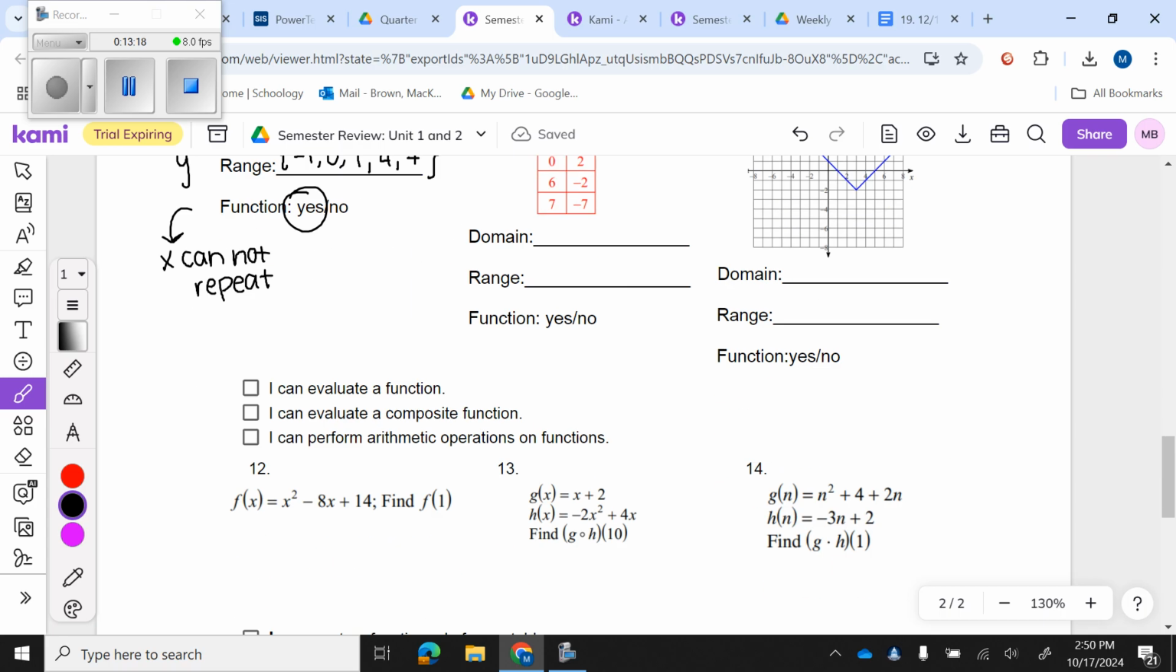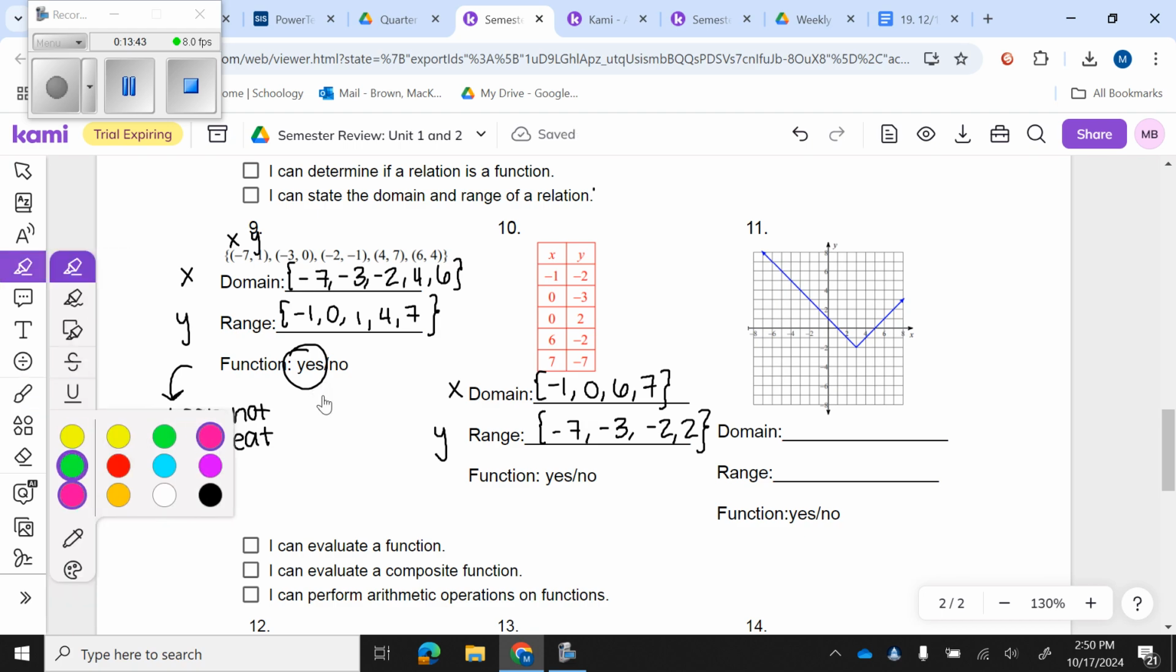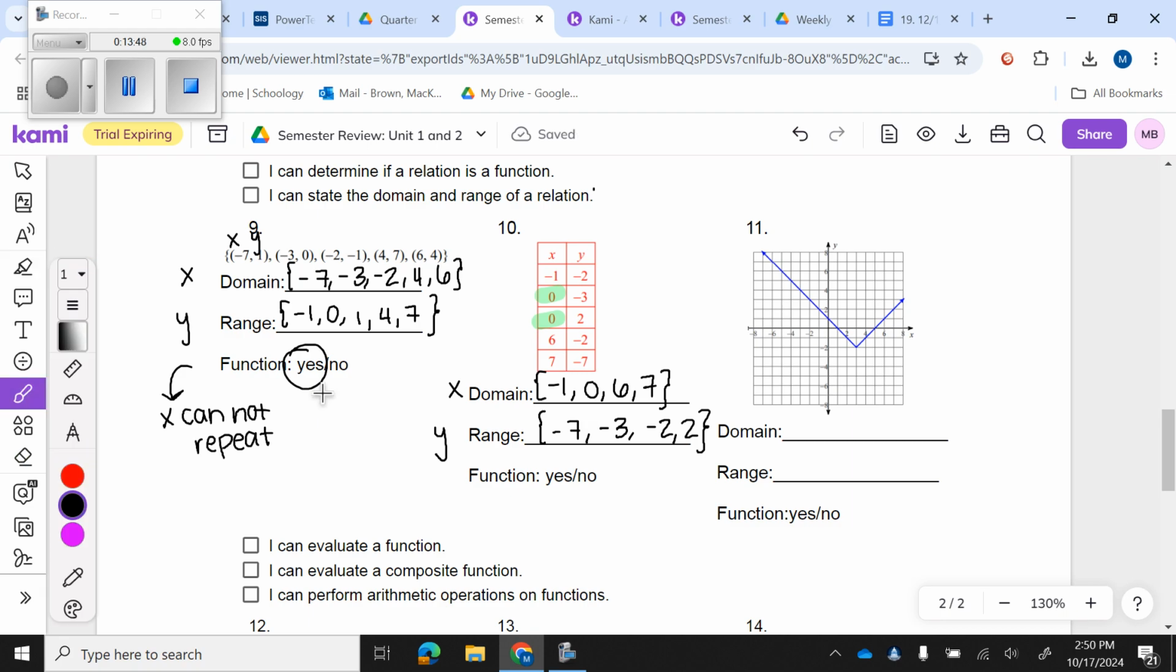All right, on number 10, again, I have to list out my domain and my range. My domain is x, my range is y. So when I list out my x's, I'm going to do it from least to greatest. Negative 1 is the smallest, then 0, then 6, then 7. You don't have to list those zeros twice. When I do my range, again, I go from least to greatest. The smallest y is negative 7, then negative 3, negative 2, and a positive 2. I want to know if this is a function or not, and it's going to be no, this is not a function because my x's repeat. I've got 2 zeros, so no, it's not a function.